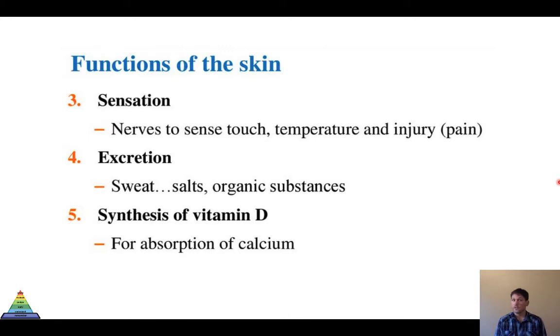Other functions: it helps us with feelings, sensing touch or temperature or pain. It helps us with excretion, and we release various substances through our sweat, so they dissolve in the water and then they're released to our surface. And it helps us with the production of vitamin D, and this is really important when we talk about calcium in bones.